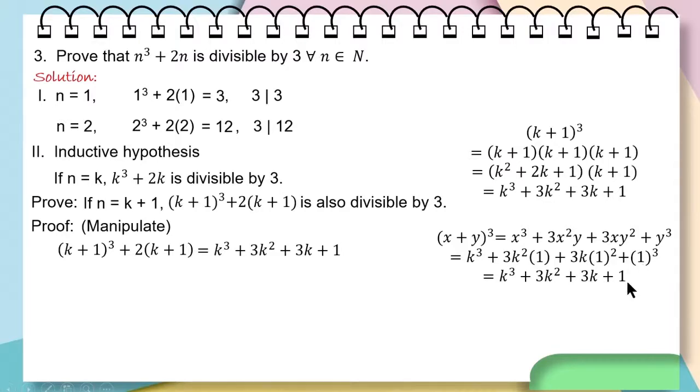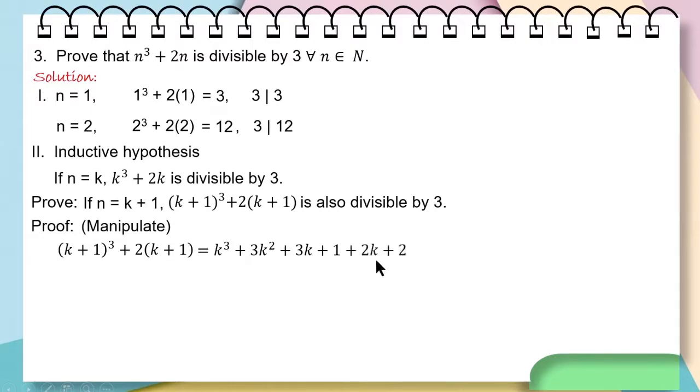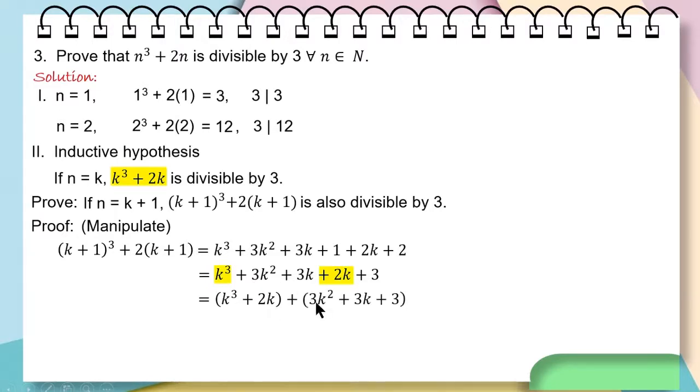1 cubed is 1. Then we distribute 2 to k plus 1. We have 2k plus 2. Combine the constant terms, 1 plus 2, which is equal to 3. Here, we have our inductive hypothesis k raised to 3 plus 2k. So we group them together and just copy 3k squared plus 3k plus 3.